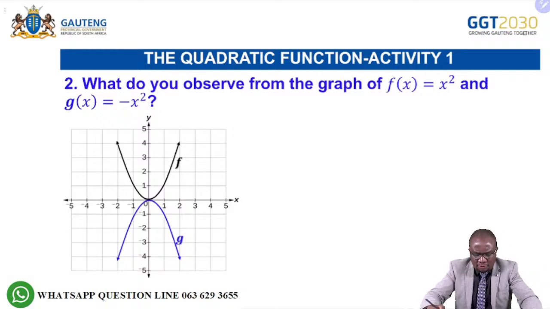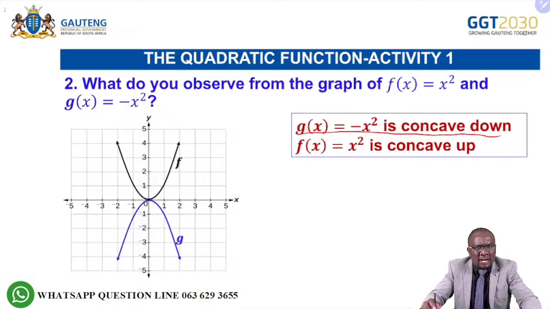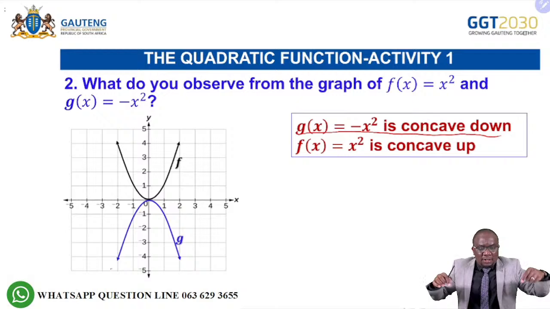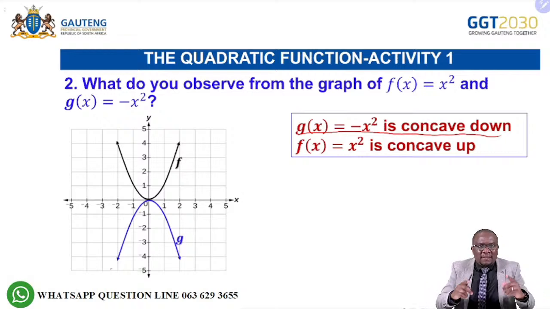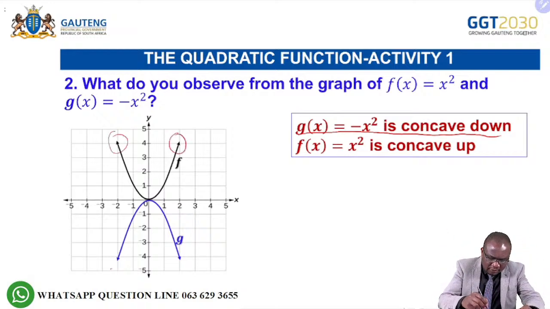Right, what else did I observe? I observed that g of x is concave down. This blue graph is concave down. Concave down is very easy to remember. Concave down, the arrows are pointing downwards like this. So when you say concave down, your arrows are pointing downwards. When concave up, the arrows are pointing upwards like that. Okay? So concave up, the arrows are pointing upwards. Concave down, the arrows are pointing downwards.